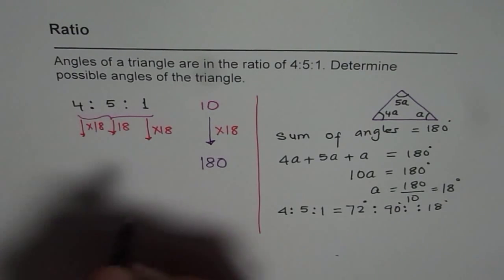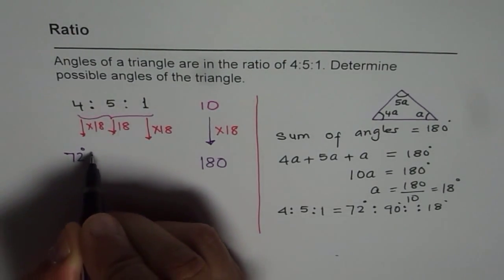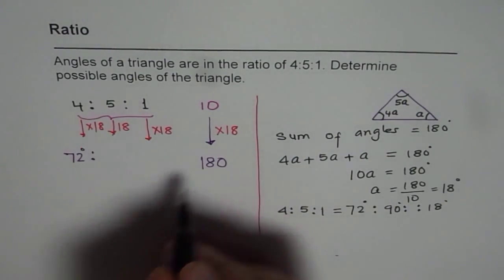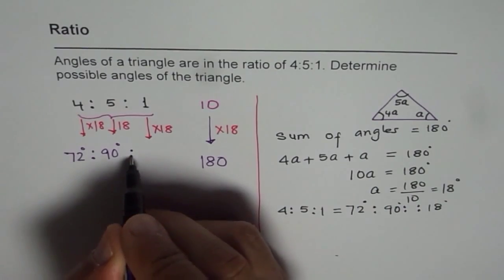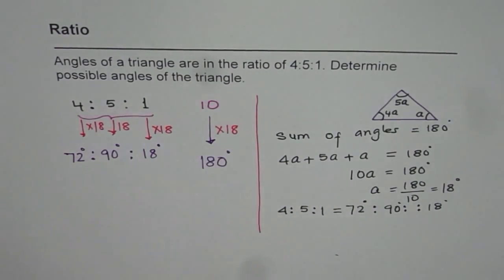18 times 4, 72, right? We just calculated. So 72 degrees. 5 times 18 is 90 degrees. And 1 times 18 is 18 degrees, right? So that is how we can directly get our answer without doing many calculations.